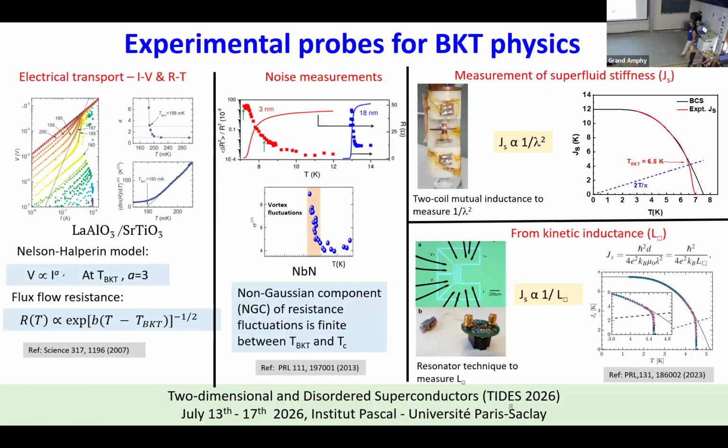The measurement of the superfluid stiffness by the two-coil mutual inductance method, which was initially done in Lemberger's group at Ohio, is a very good measurement to find the superfluid stiffness. And this is the measurement tool which we will be using in our lab to also look at the BKT physics in these kinds of systems. Professor Strunk already showed this very nice measurement of making these resonators and measuring the kinetic inductance, where he showed these very nice sharp BKT transitions in niobium nitride.